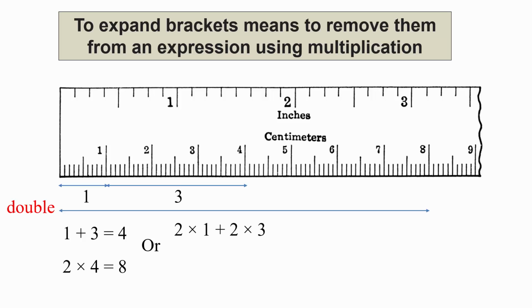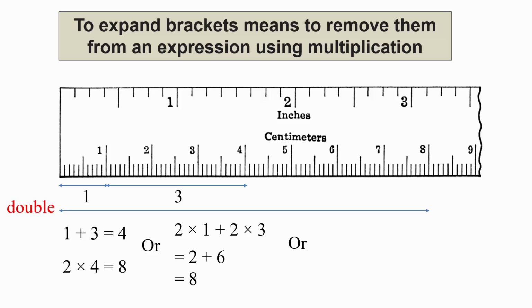Another way of writing that is to double each of the individual lengths first and then find their sum. So we can write 2 times 1 plus 2 times 3. That gives us 2 plus 6, which of course is 8, the same as the first method.